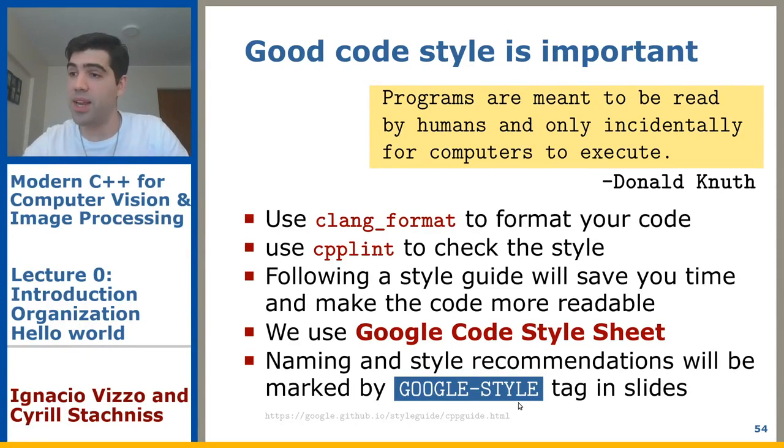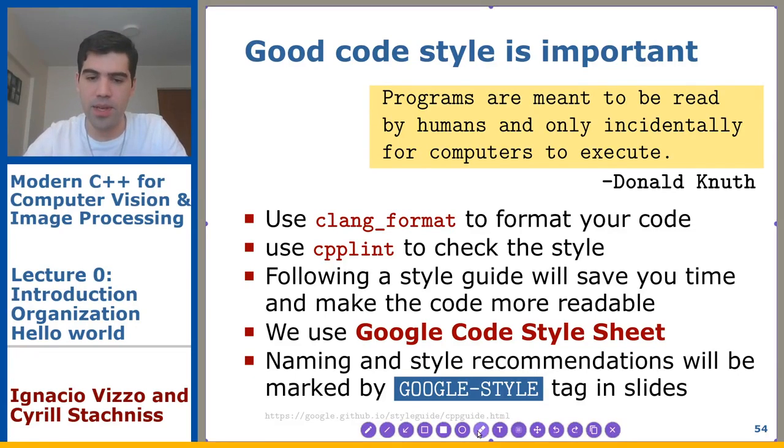And then about styling, it's super important. And this year I decided to not be that tolerant like in previous years. So we will be using a tool. We will have a tutorial on these tools coming soon. It is called Clang Format, and it will format your code. The idea behind this is that programs are meant to be read by humans and only incidentally for computers to execute. So nowadays in 2020, there is no good reason why you should not follow a particular coding style or a formatting style, because it's really easy. You don't really need to do anything, and it's going to make your code look better, and it's going to be easy for others to read. So don't worry about this.